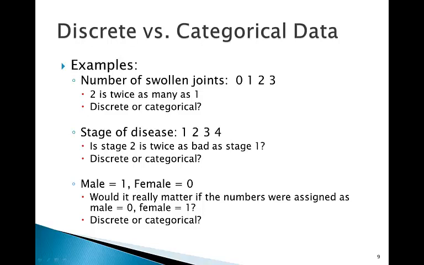In the stage of disease, where your options are stage 1, 2, 3, or 4, here the numbers are just labels. We could have named stage of disease stage A, B, C, or D, and stage D would presumably still be worse than stage A. However, it's not a number that has a numerical meaning, so these are just categories.